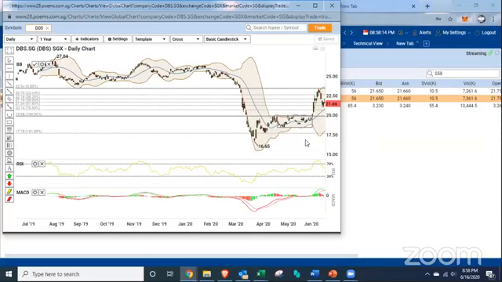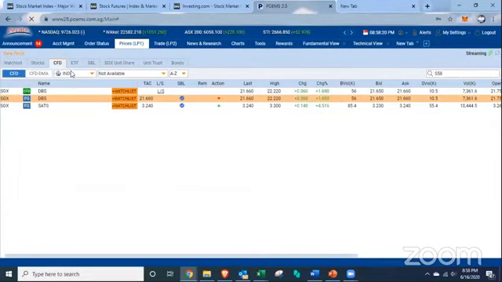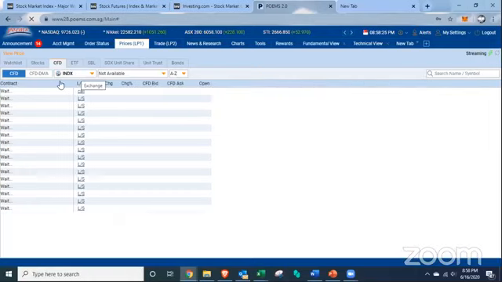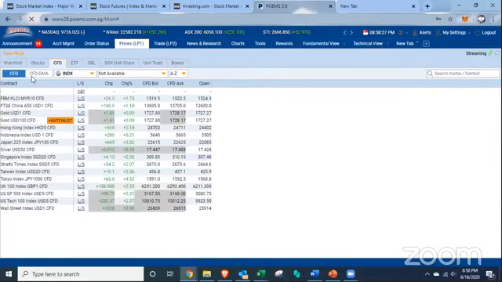Where can I see the stock index? All the stock indices, you just click under CFD index. The commodities will be here, and all the different markets will also be available here.